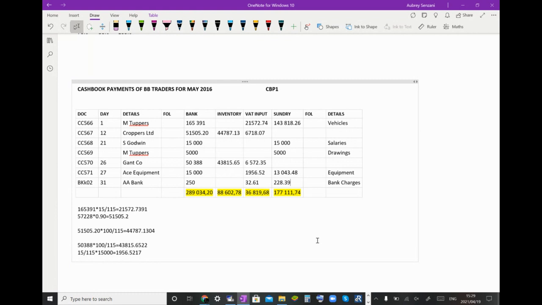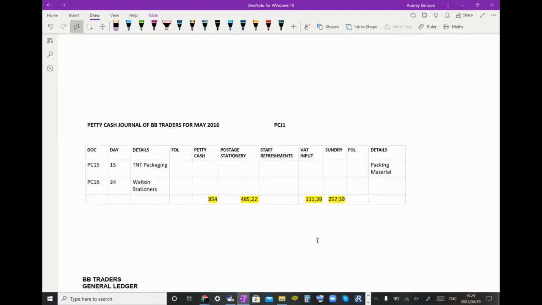So now we've done our cash payment journal. Then you move on to petty cash. In the petty cash, you only have two transactions. The first one happened on which day? Oh yes, there was a transaction on the 15th: we purchased packaging material and paid for it with petty cash.